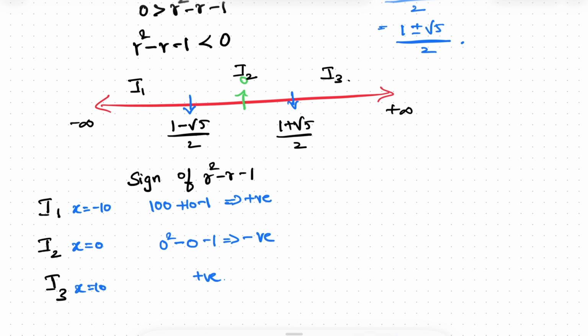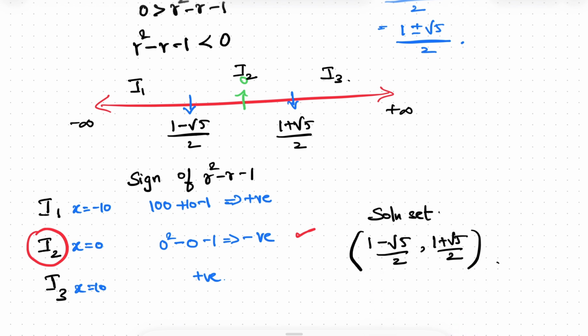Less than 0 implies negative. So only for your second interval. So the solution set is minus 1 minus root 5 by 2 comma 1 plus root 5 by 2.